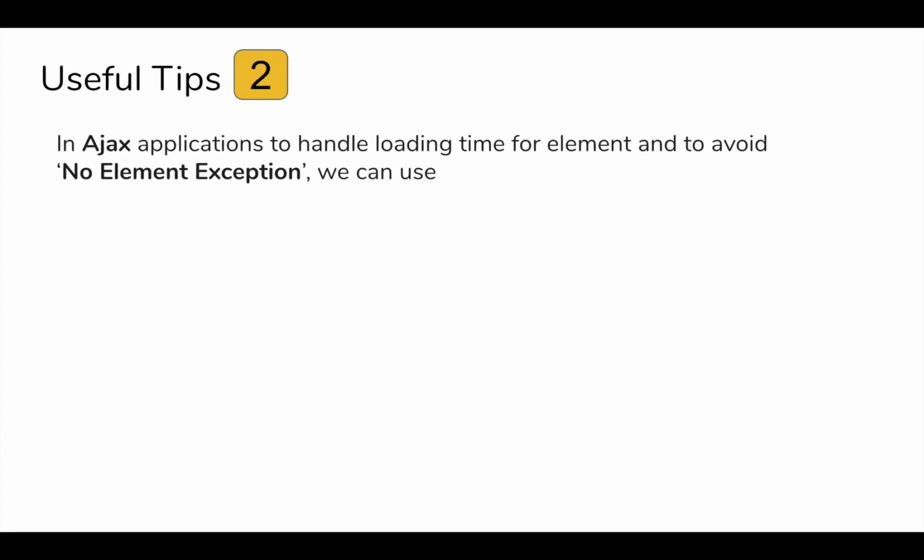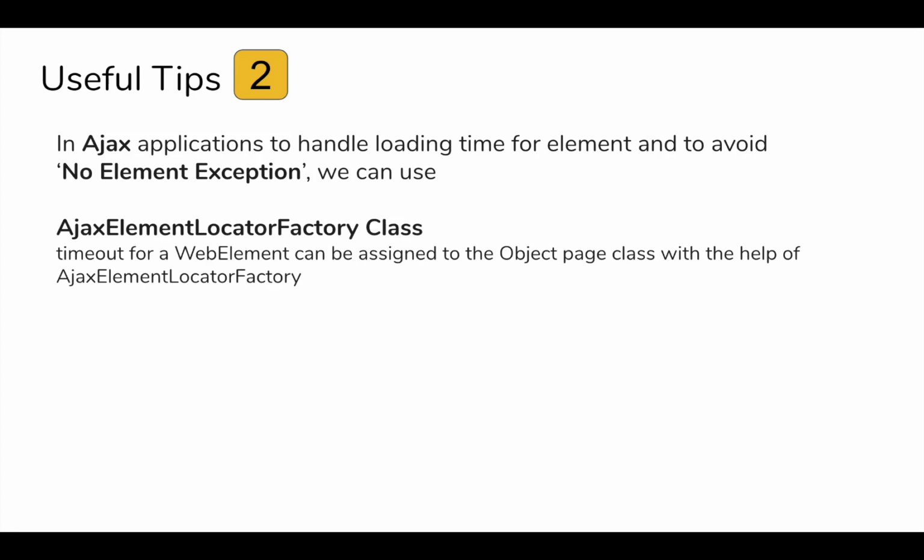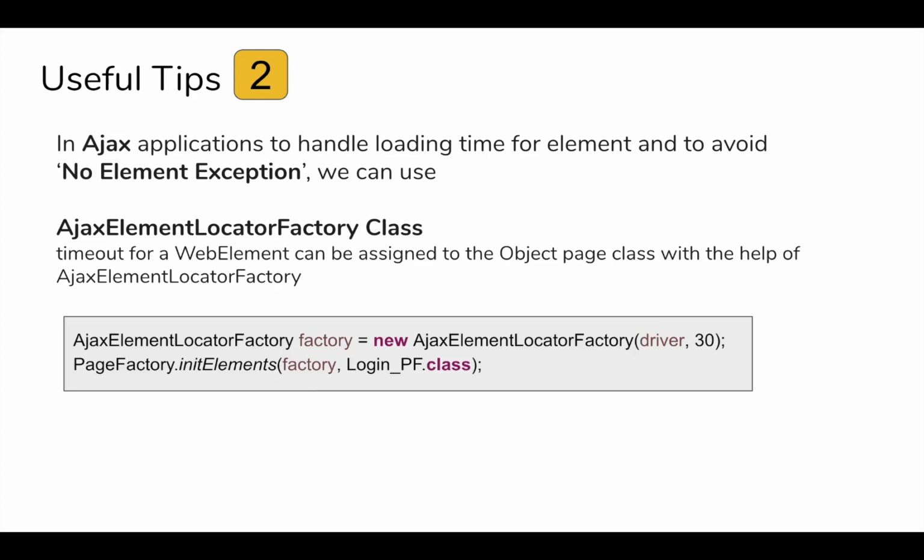Tip number two is, whenever we handle Ajax applications with Selenium, we face a lot of issues with the loading time of the elements, because in Ajax different elements can load at different times, and elements can also behave differently on user actions, and therefore we may get no such element exceptions a lot of the time. So there is a solution for this in the page factory class, and that is AjaxElementLocatorFactory. Here you can actually set the timeout for the web elements, and this is how you can use it.